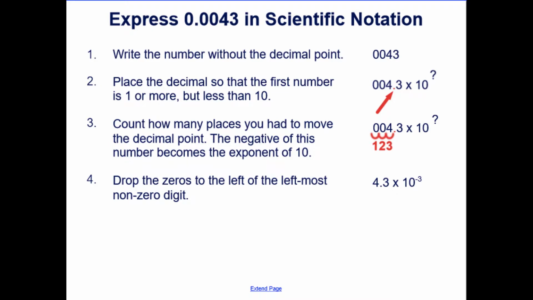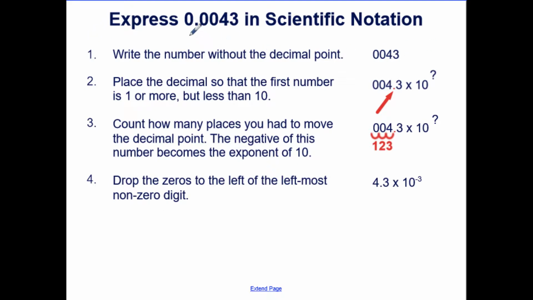Just as we could express really large numbers in scientific notation, we also can express really small numbers in scientific notation that include decimals. So there's a set of 4 steps for this as well when we're converting from standard form to scientific. So here's an example of the steps when we're expressing 0.0043 in scientific notation.